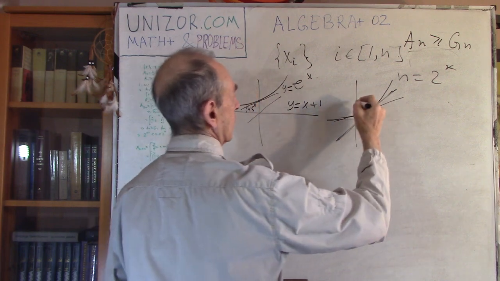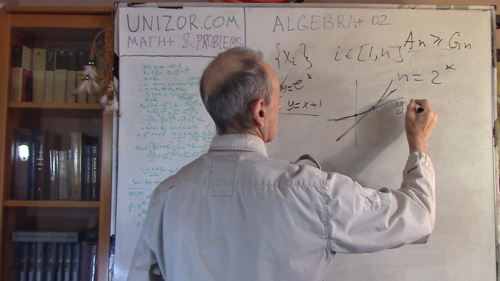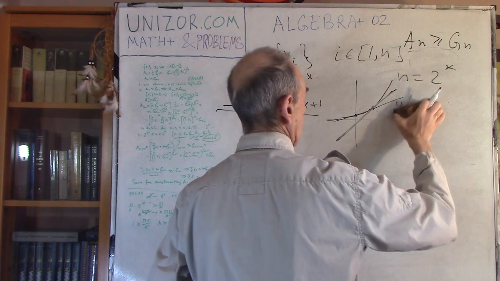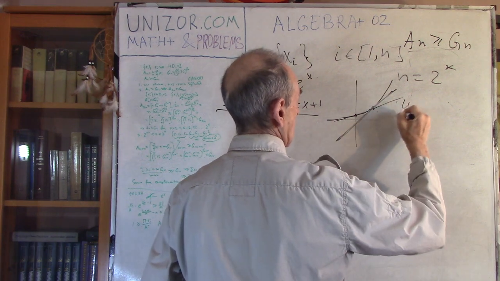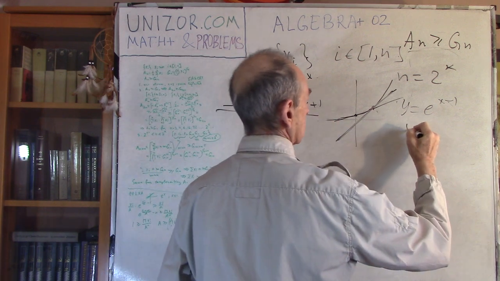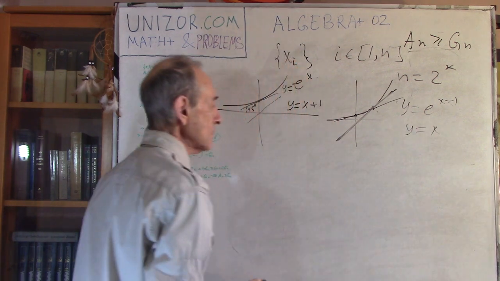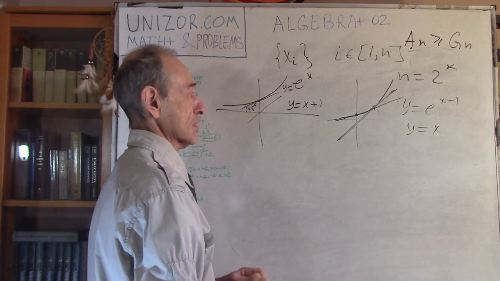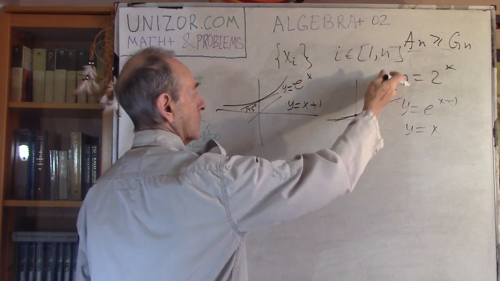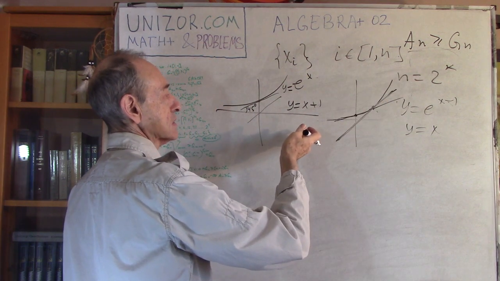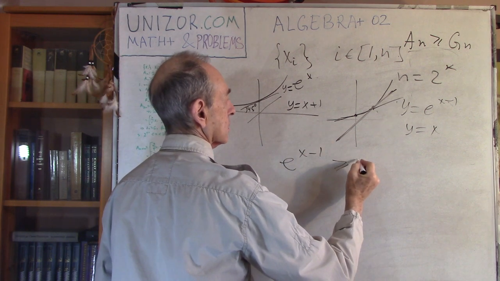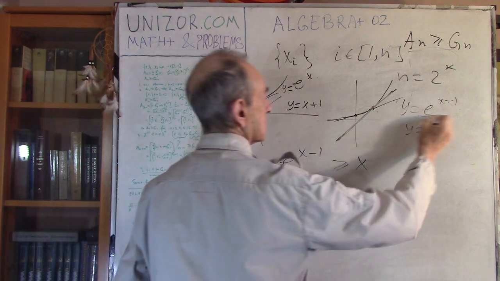Now, when you shift to the right, the graph of e to the power of x would be e to the power x minus 1, and instead of y is equal to x plus 1, I would have y equal to x. Now, I can actually spend some time talking about the following equation. From the graphical standpoint, you obviously see that e to the power x minus 1 is greater or equal than x, right? This is greater than this.